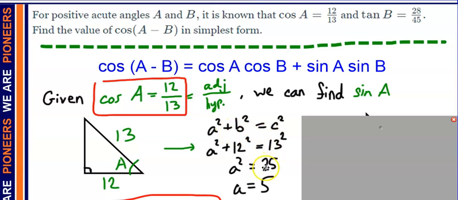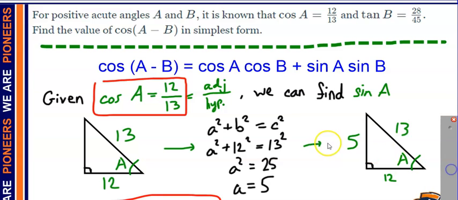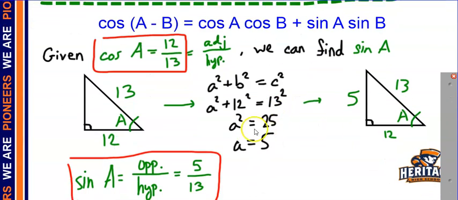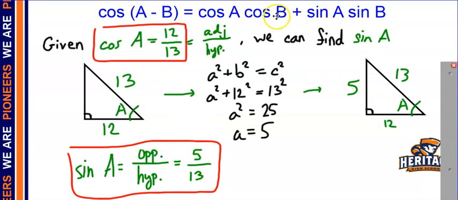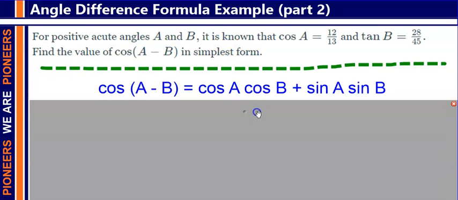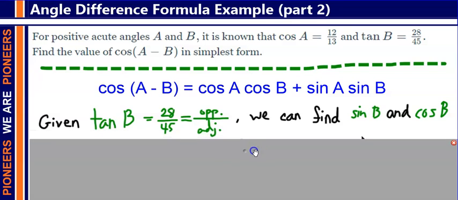and if you solve this correctly to find the A, we have 5. So that gives us our missing piece, and now we can get the one we care about, which is sine A. And sine A is opposite over hypotenuse, which is 5 over 13. So far we have 2 out of the 4 fraction values or ratios we need for this specific formula. Now part 2 focuses on the tangent B that was given to us.